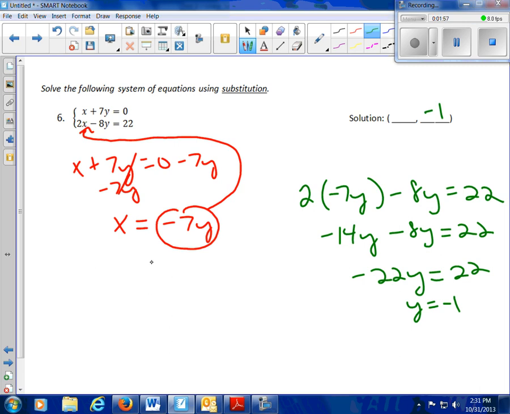Well, I already have an equation for x. We have already figured that out. So all I have to do now is take what y equals, which we said equals negative 1, and then just simplify to get x. So negative 7 times negative 1 gives me positive 7. So I know my x is 7, and that is the solution for problem number 6.